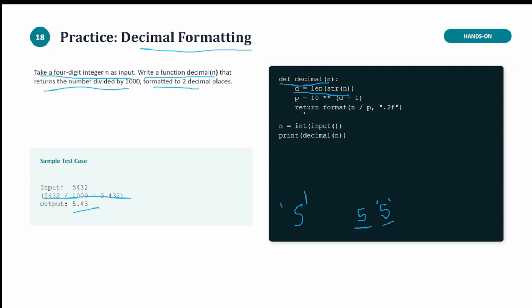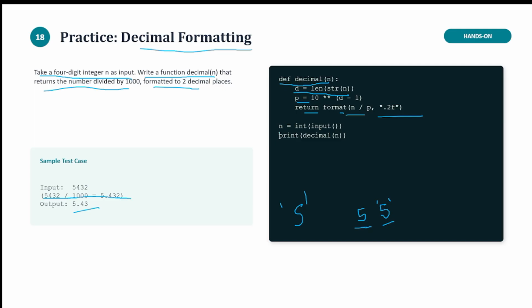Okay, so what we are going to return is simply n divided by p. So p is this thing, and we are going to convert it to two decimal places, that's why .2f was there.